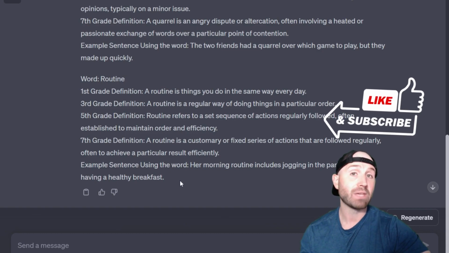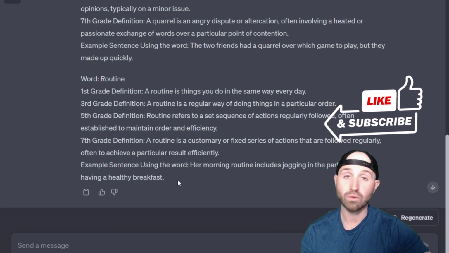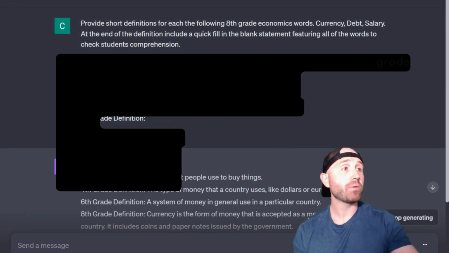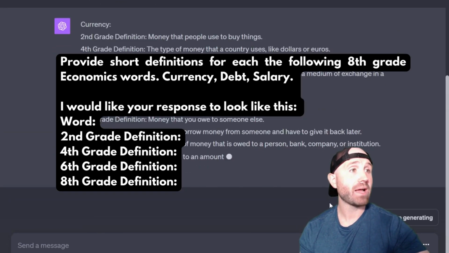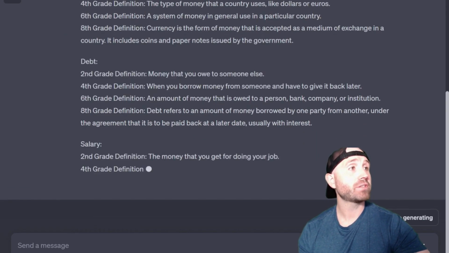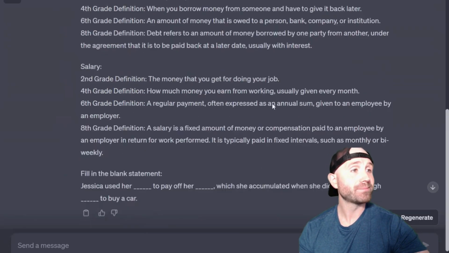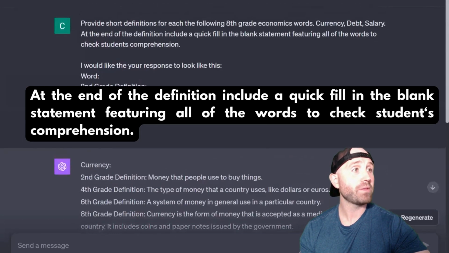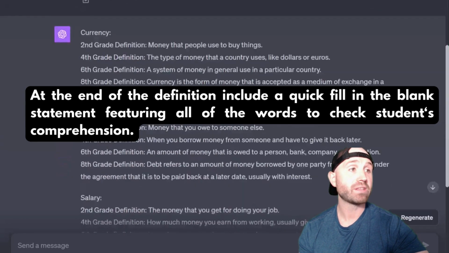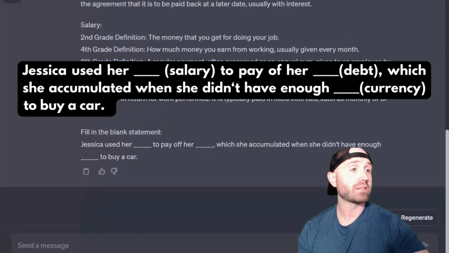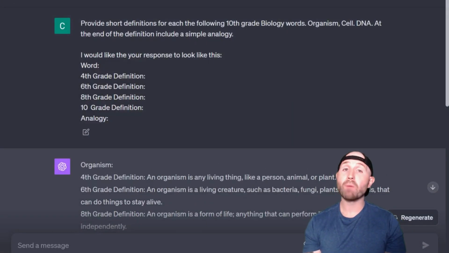This would take seconds to be able to give you various definitions so all of your students can access the vocabulary words. Next up, let's take a look at an example that you could use in an 8th grade economics class. I asked for a ladder of definitions for currency, debt, and salary. We can see that it provided it. And I also asked for a fill-in-the-blank statement at the end of this so we could see if students understand these definitions. So we have that at the bottom as well. Jessica used her blank to pay off her blank, which she accumulated when she didn't have enough blank to buy her car.